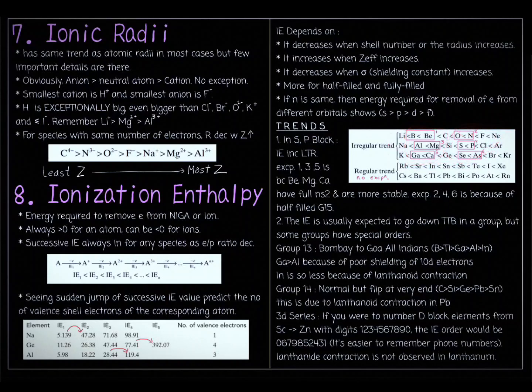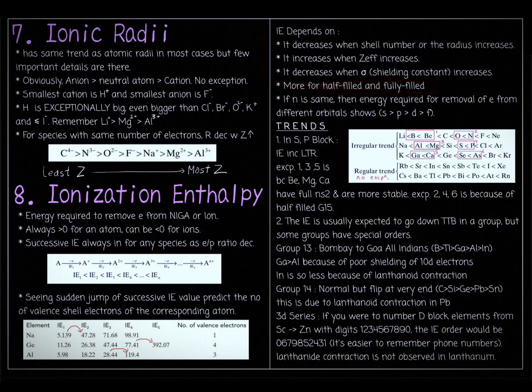How does it happen? These exceptions, like between group 3 and group 2, are because beryllium, magnesium, and calcium have a full ns2 subshell, and it is difficult to remove an electron from those. And exception 2, 4, 6 is because of the half filled p subshell in nitrogen, phosphorus, and arsenic. So I just told you that half filled and fully filled configurations have more ionization enthalpy.